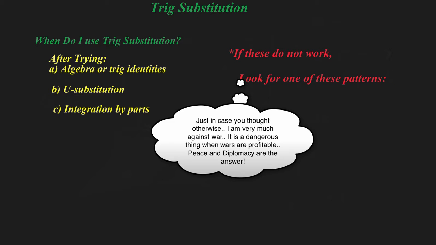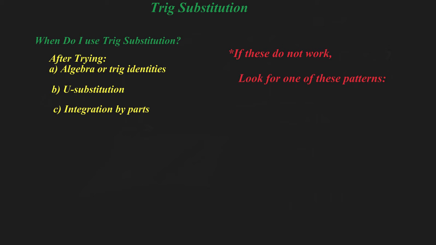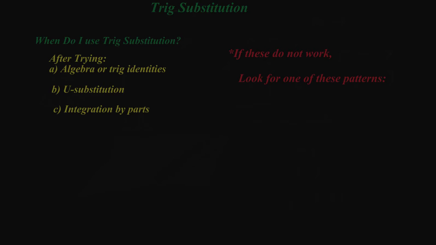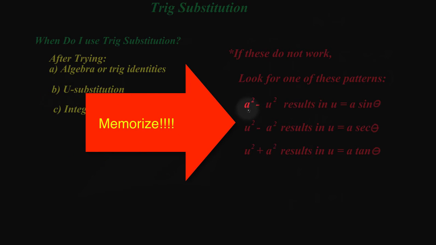So if any of these three techniques don't work, then you're going to look for one of these three patterns. Either the pattern is going to be a squared minus u squared, where a is a number. It doesn't have to be a perfect square. You can square root 5 and get root 5. U squared is some sort of variable. Or u squared minus a squared, or u squared plus a squared. Each one of these results in a different type of trigonometric substitution, as you can see.